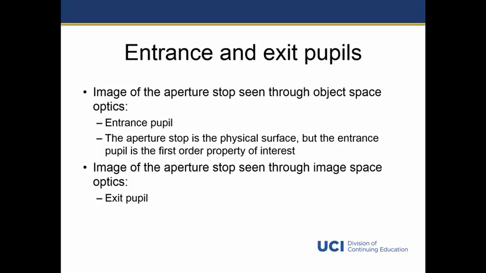Okay? Now if we think about the image of the aperture stop as seen through the back end of the optics, the image space optics, that's what's referred to as the exit pupil. And the exit pupil is going to become more important when we talk about calculating wavefront aberrations, but just understand that we have an aperture stop and we can image it through our optical system to get either the entrance pupil or the exit pupil.